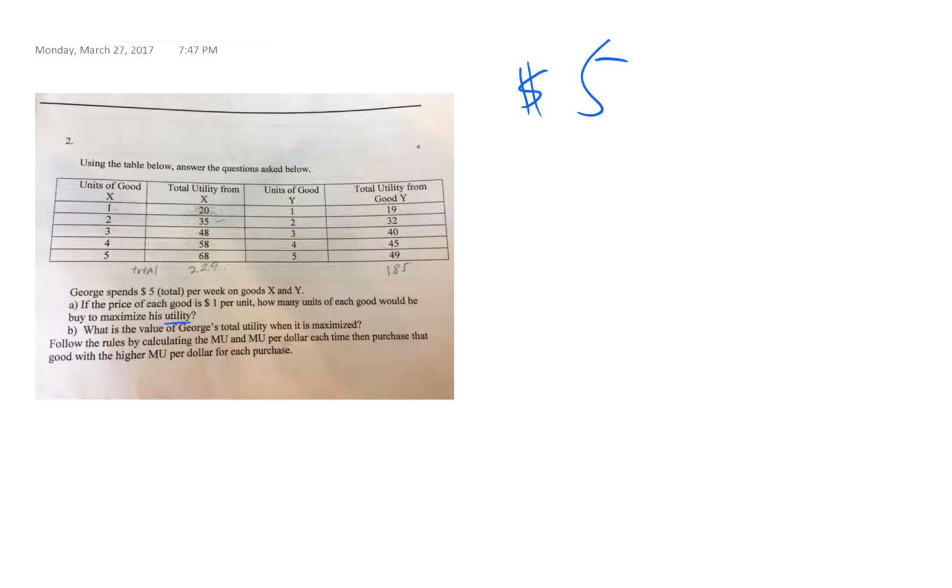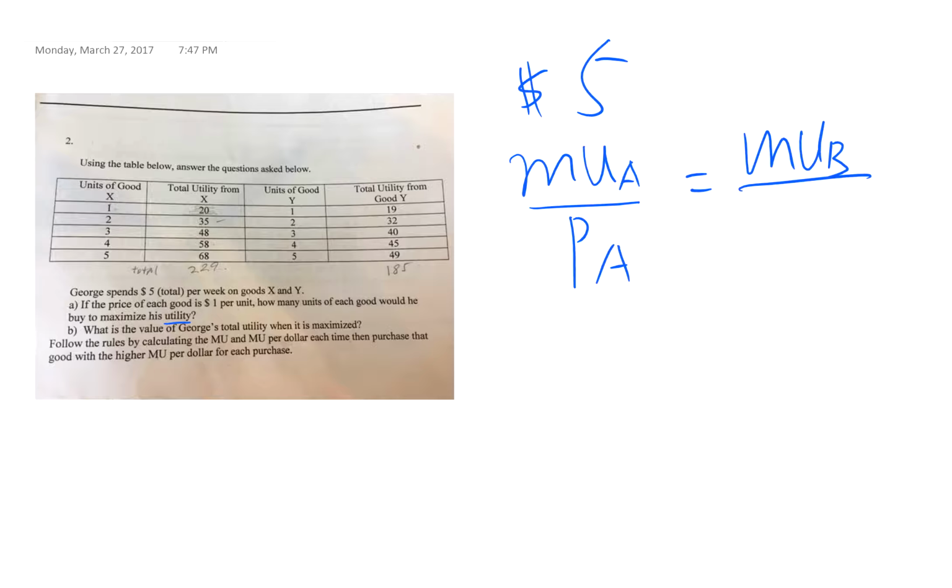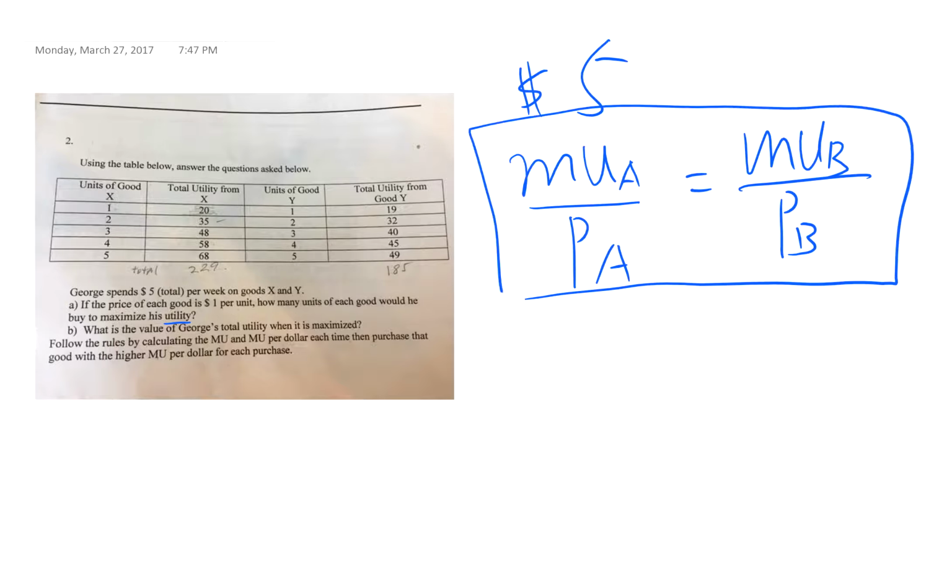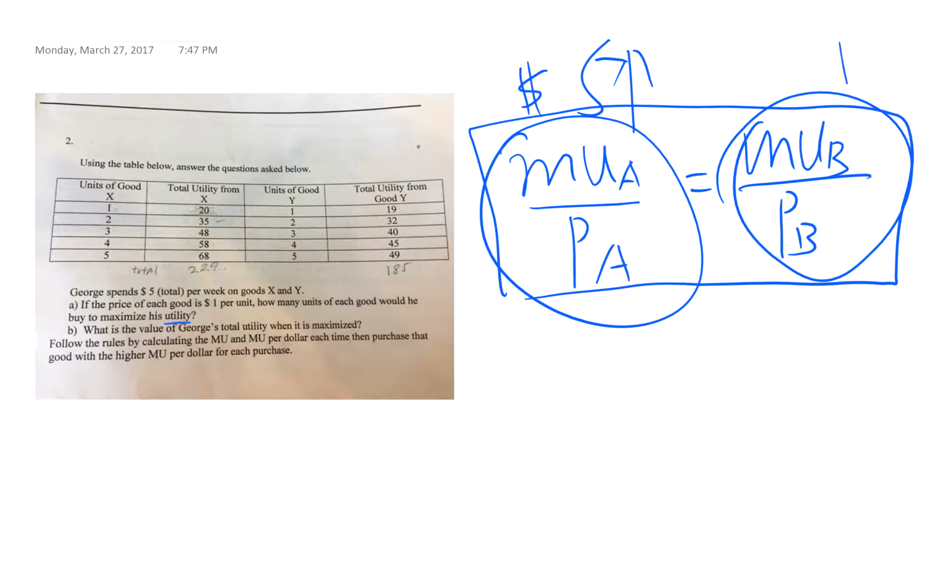Now, to answer the question, one thing to keep in mind is that you need to know this equation here. The marginal utility of good A divided by the price of good A must equal the marginal utility of good B divided by the price of good B. As long as this equation is equal, your total utility is maximized. Vice versa, if this side is more, then you buy more A. And if this side is more, then you buy more B.